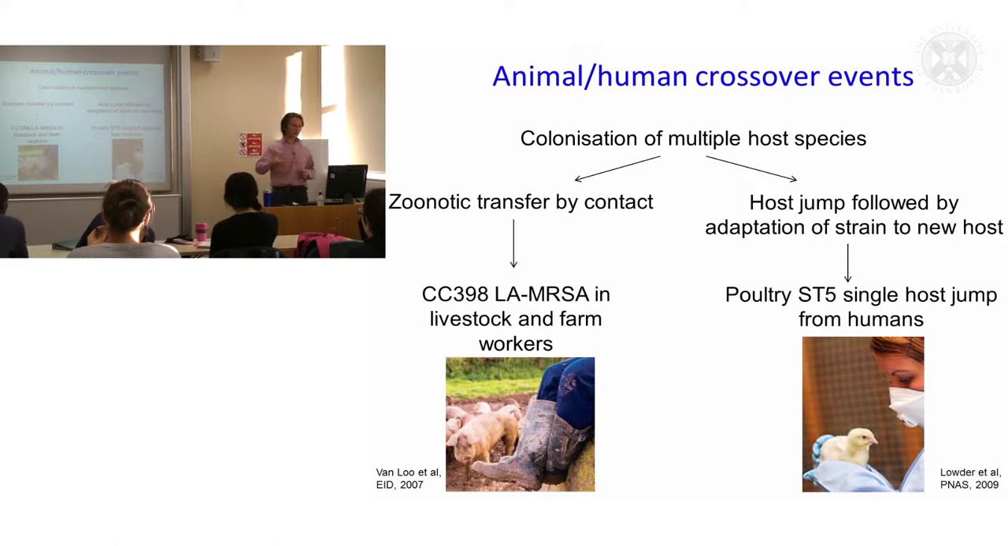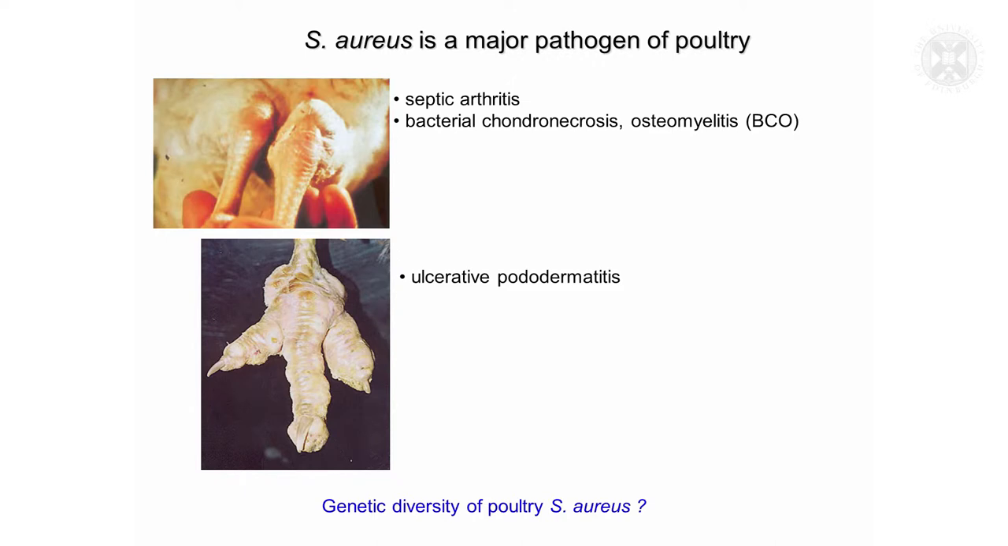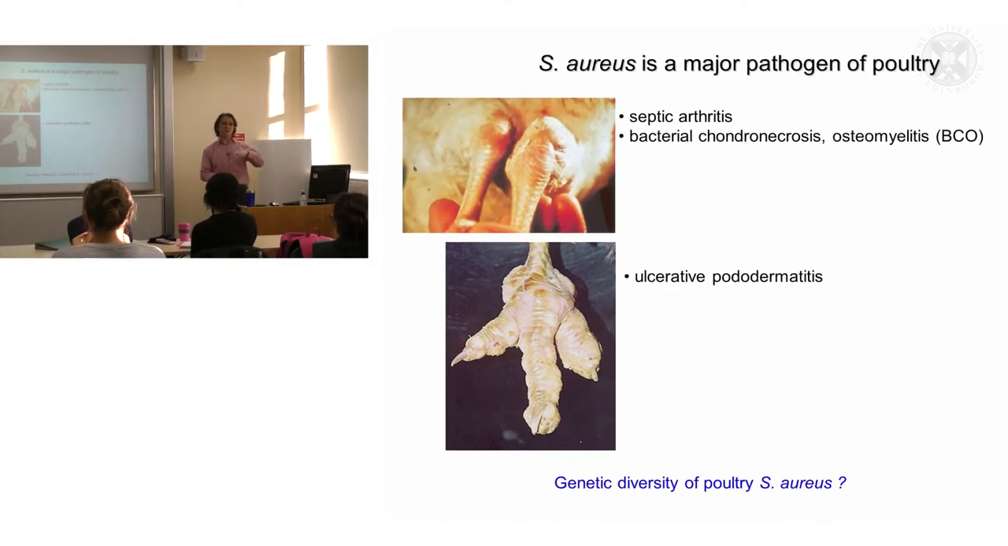So a host jump event followed by adaptation, and then largely host restriction in that new host species. And we've identified different examples of this. What I want to tell you about is the poultry strains belonging to this ST5 lineage. There is another lineage.